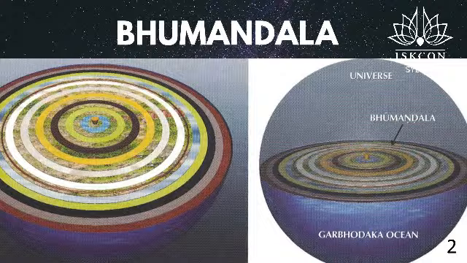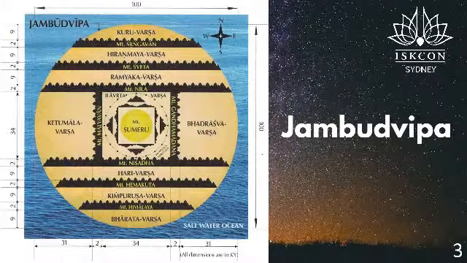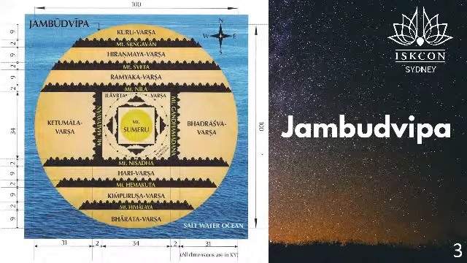Then in slide 3, the description of the different varshas, the different divisions of Jambudvipa, is given. The varsha where we are located is Bharatvarsha. Bharatvarsha has also got 9 different divisions called Kandas. We live in Bharata Kanda. So that's slide 3. Slide 4 discusses the presiding deities and the key inhabitants.